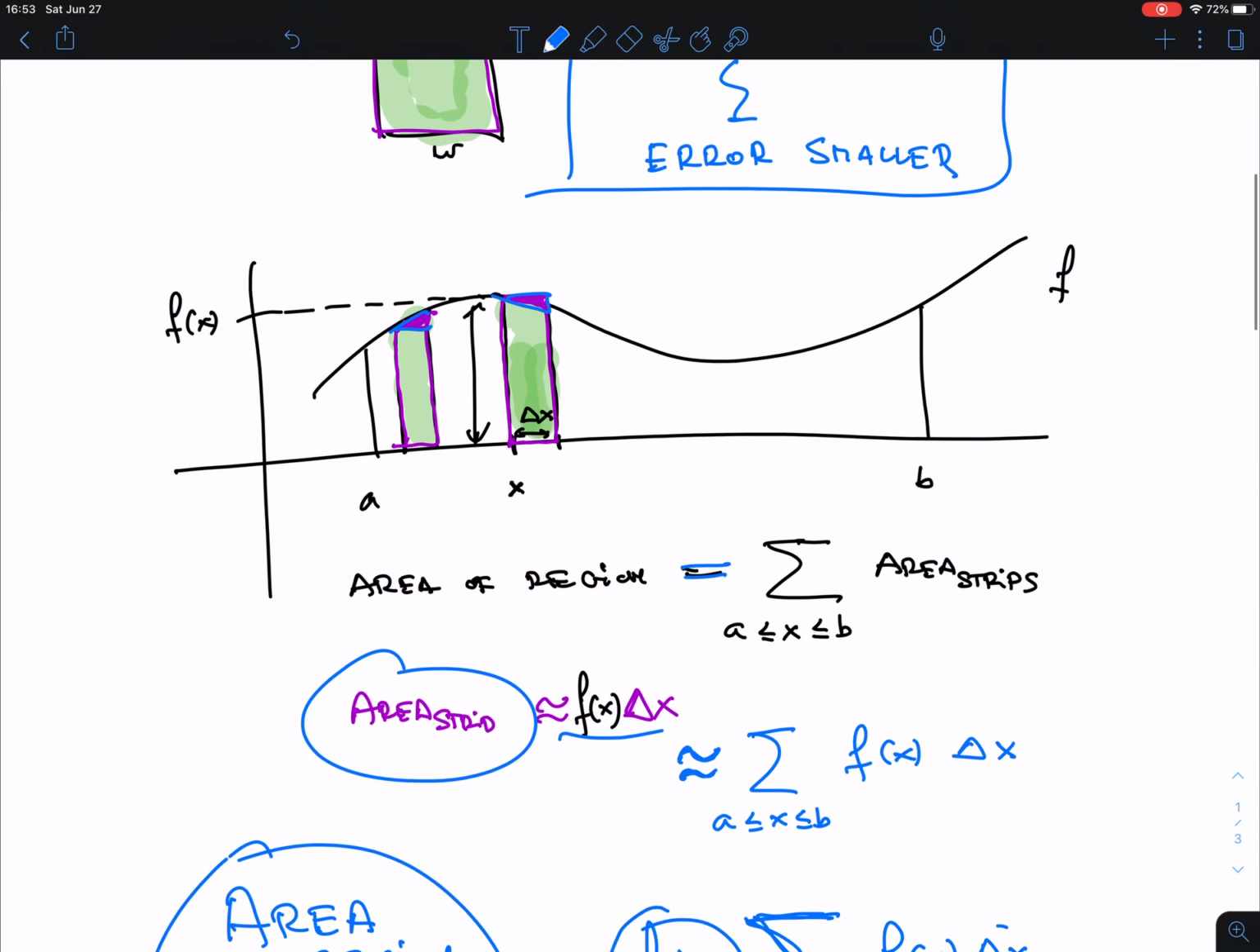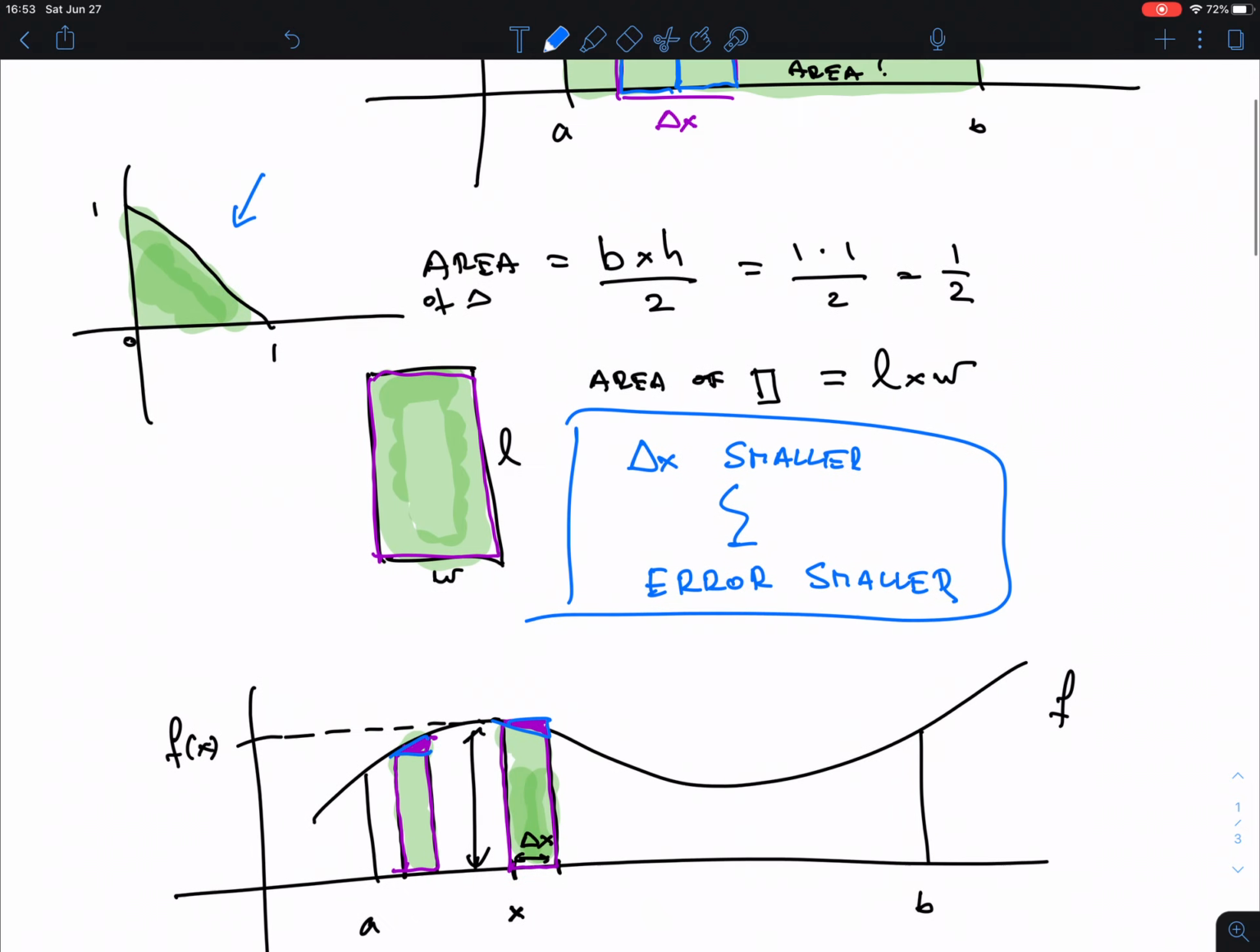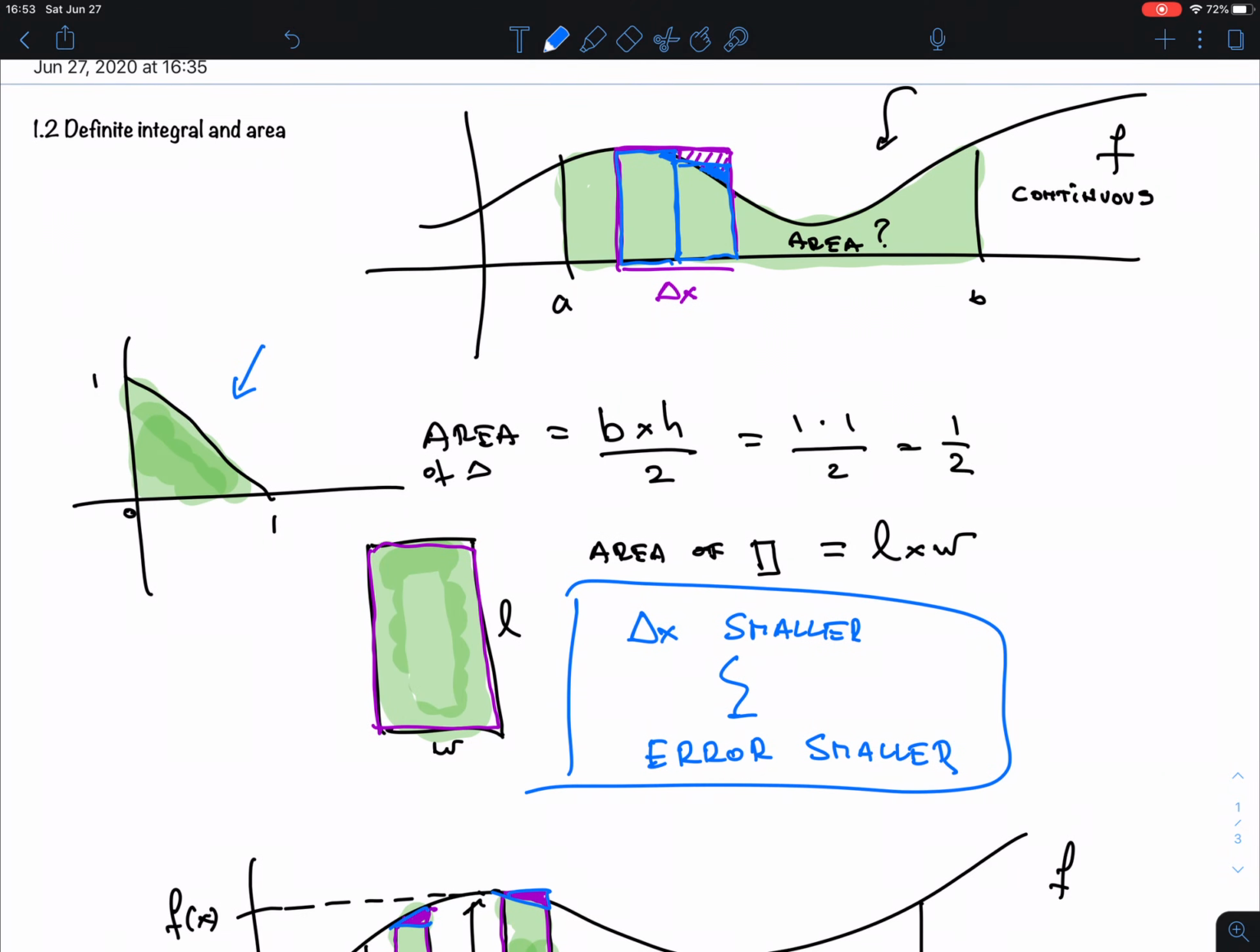Now, if that's the definition, what about this guy here? It should give us the right answer, right? But the problem is that it is not easy to calculate the limit. Let me show you. I'm going to try to do this here. I'm going to divide this interval first in two parts. Okay, so my delta x here is going to be a half. So a half here, this is a half.